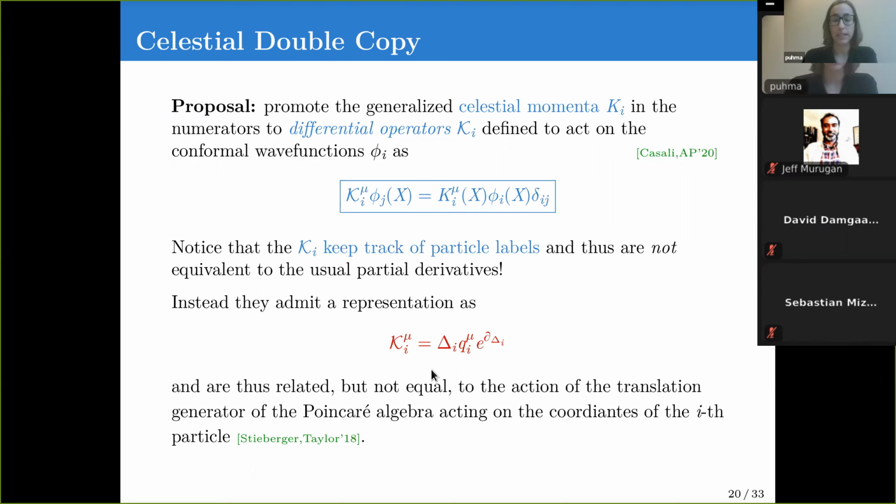So this representation is related to the translation generator of the Poincaré algebra, which also has this e to the d by d delta, but it doesn't have this extra factor of delta. So what I want to say here is that this operator e to the d by d delta, if you act with that on an amplitude for all the particles and then you sum up the results of these expressions, then you will get 0, which just tells you that the amplitudes are translation invariant, that they preserve the Poincaré group. But here we have this extra factor of delta I, so this is not the same as the momentum space generator. And our proposal is that you should act with those differential operators on the scalar wave functions in order to give you the amplitude which has this space-time dependent celestial momenta in them.